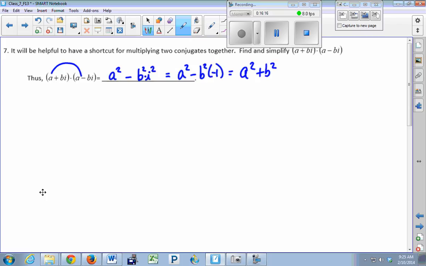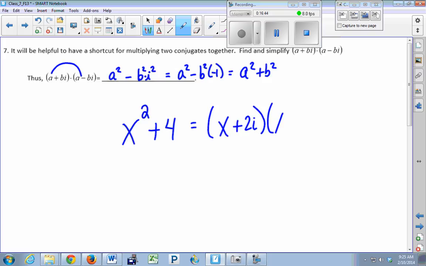Now, I don't know about you, but that's kind of exciting because up to this point in life, if you were given something like this and told to factor it, you've never been able to factor sums of perfect squares over real numbers. If you just have real numbers in your back pocket, you can't factor this. But now that we are working in the complex number realm, you know how to factor this. You can say this is x plus 2i times x minus 2i.